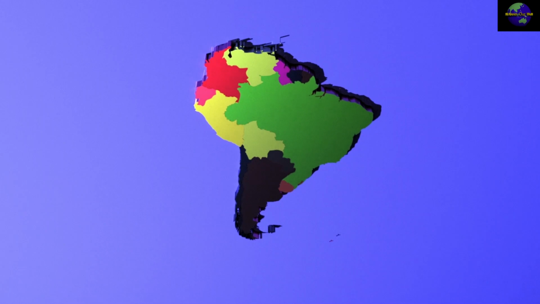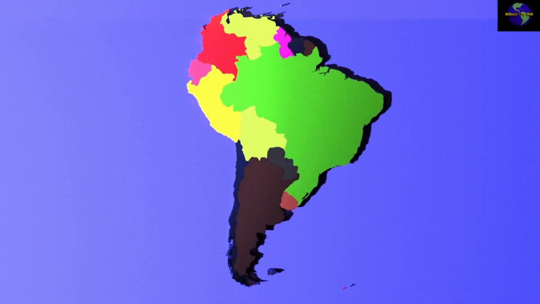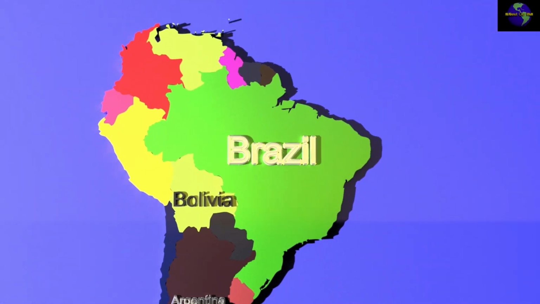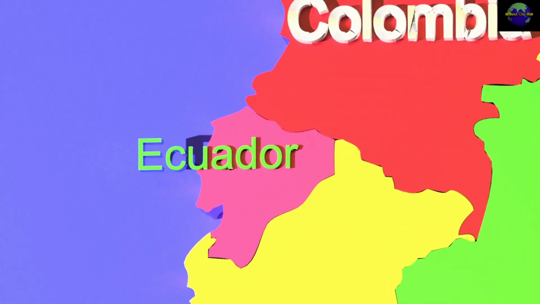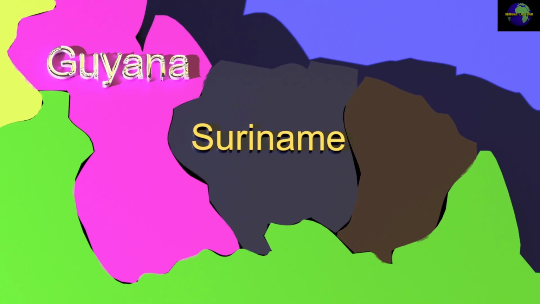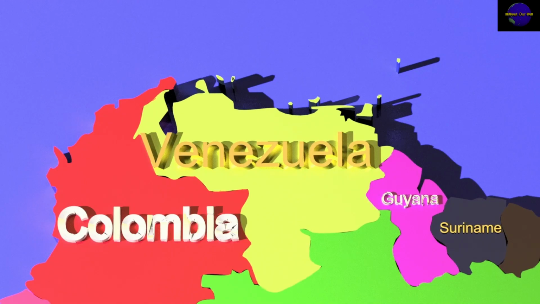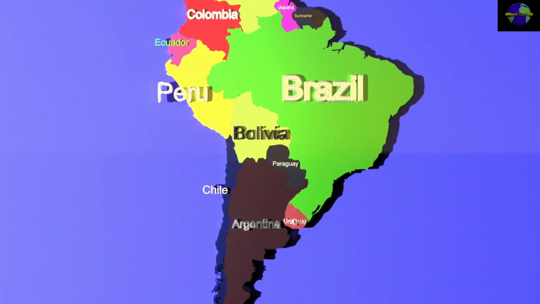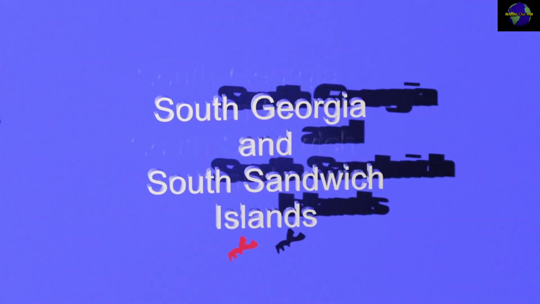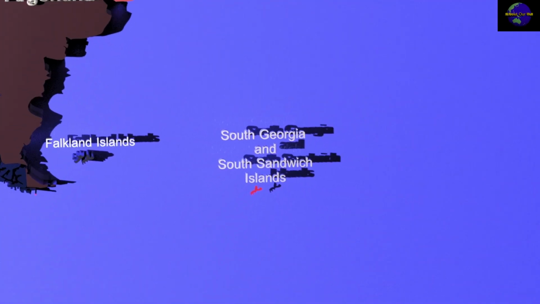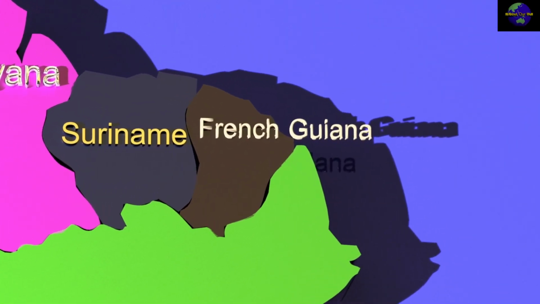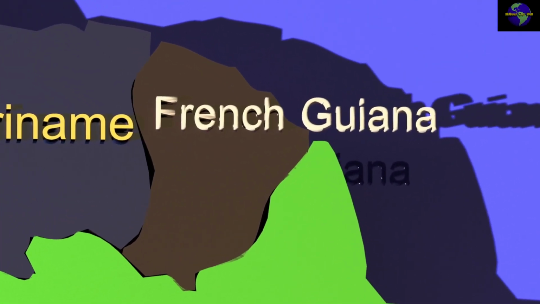The continent generally includes 12 sovereign states: Argentina, Bolivia, Brazil, Chile, Colombia, Ecuador, Guyana, Paraguay, Peru, Suriname, Uruguay, and Venezuela. There are also two dependent territories of the United Kingdom, the Falkland Islands and South Georgia and the South Sandwich Islands, and one French internal territory, French Guyana.